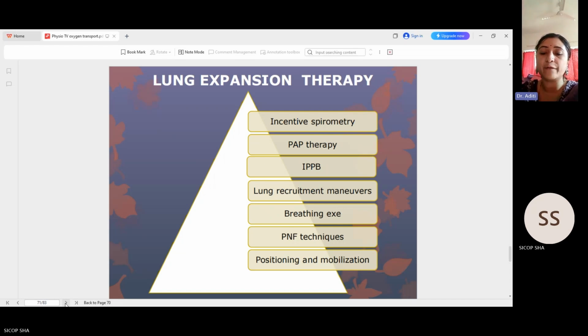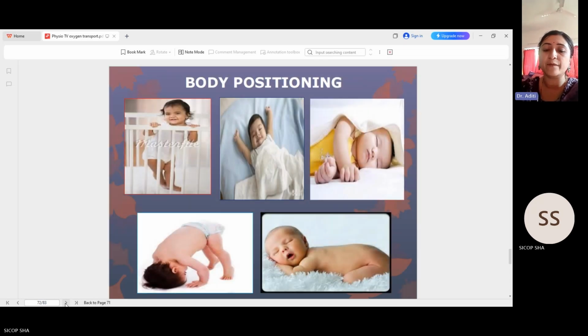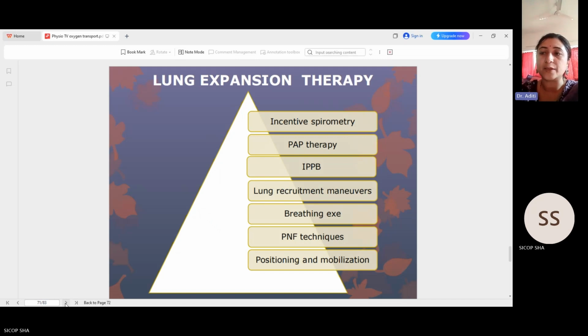Then there are also a few PNF techniques like intercostal stretch, abdominal co-contraction, posterior-anterior stretch, posterior basal lift. These can also play a very important role in improving the oxygenation. And most important and most underrated is the positioning and mobilization. So we must always aim at early mobilization. Even if you cannot mobilize the patient out of bed, mere changes in positioning from supine to quarter to supine or side lying can also bring about a great change in the V by Q matching. So early mobilization or positioning has a very important role in improving the saturation.